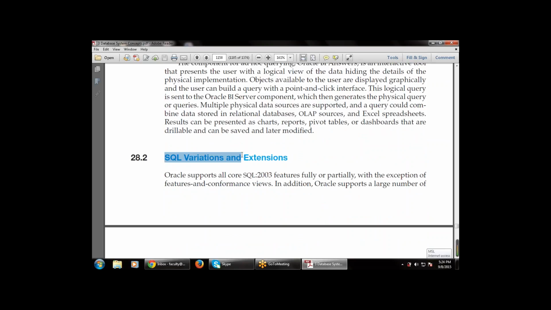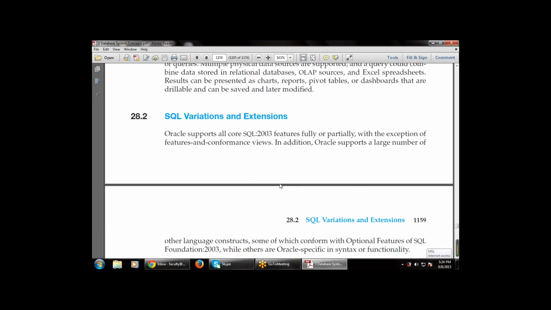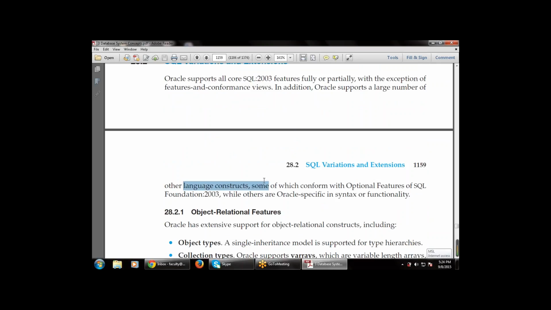Next, SQL variations and extensions. So Oracle supports all the core SQL 2003 features, fully or partially, with the exceptions of the features in the conformance views. In addition, Oracle supports a large number of other language constructs, some of which are available with the Oracle functionality or features of SQL Foundation 2003, and others are Oracle specific in syntax or functionality. So it depends on the functionality from system to system.